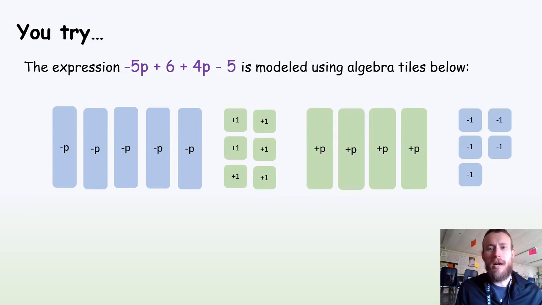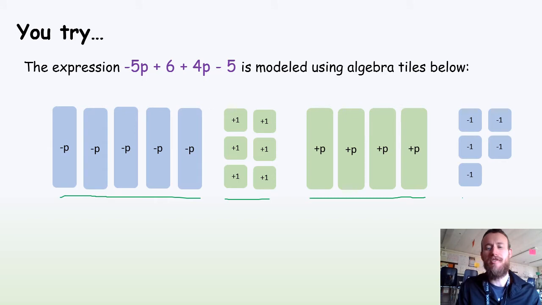So maybe you could think about this again. These algebra tiles are really useful to kind of think about what's going on with combining like terms. So the expression negative 5p plus 6 plus 4p minus 5 is laid out here. We have our negative 5p on the left, and then plus 6 in the middle, plus 4p, and minus 5. These 4 different parts, since we have 4 terms in our expression. So what would this make when we combine them?